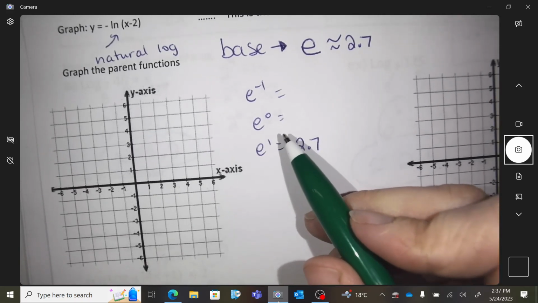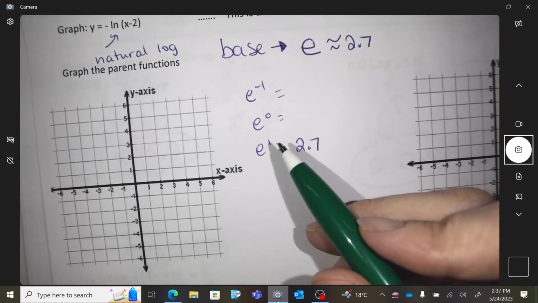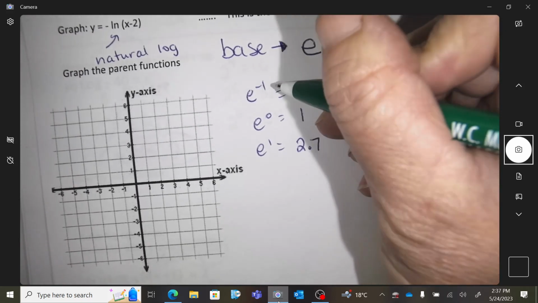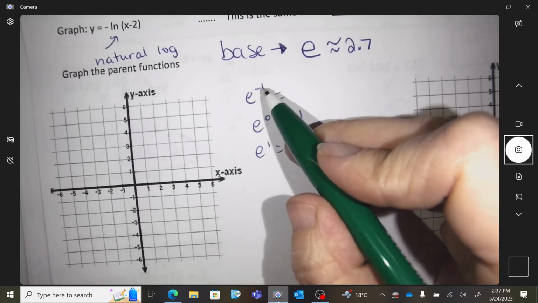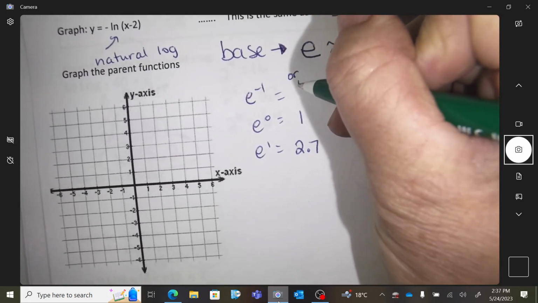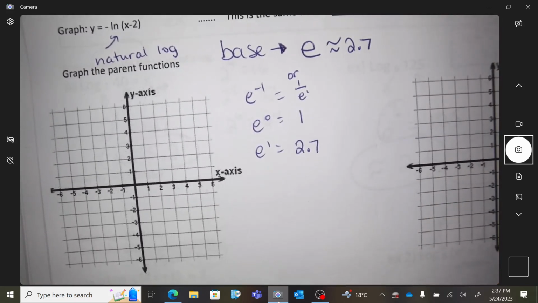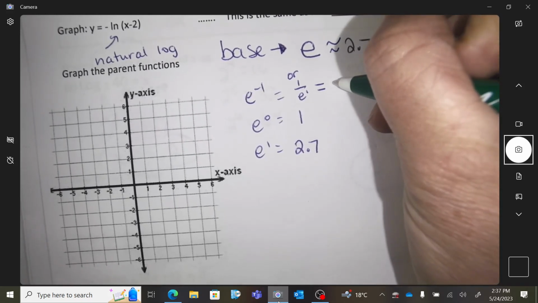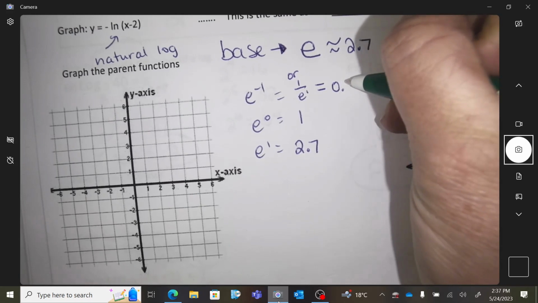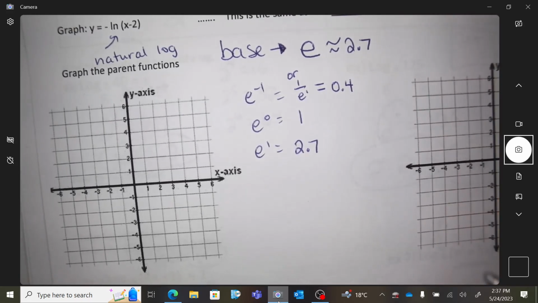E to the 0. Everybody should just know that one without the calculator. 1. And then you can do E to the negative 1 in your calculator by either pushing E to the negative 1, or you could do 1 divided by E. Same thing. Is it 0.4? 0.367. Yeah, so I'm going to go with just 0.4 then.